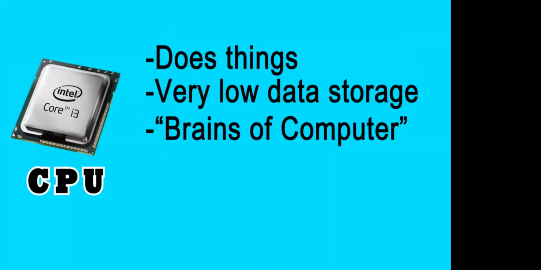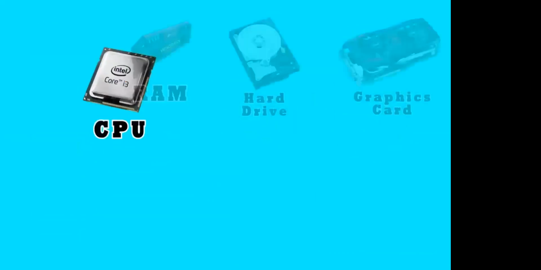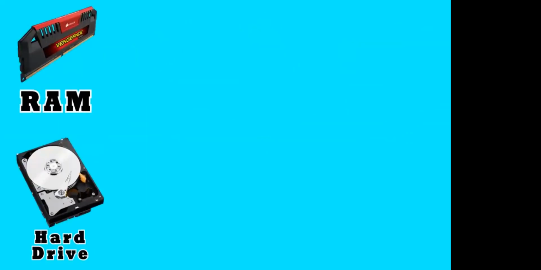Of the computer. I personally don't like this description because really your entire computer is just a brain. It's just the center part of your computer's brain. Basically everything that happens in your computer goes through your CPU at some point. Now let's talk about RAM and hard drive at the same time because they have a very unique relationship, which is probably why people often confuse the two.